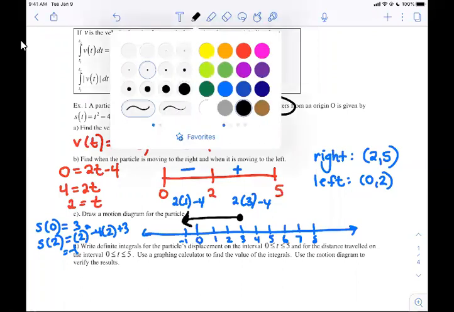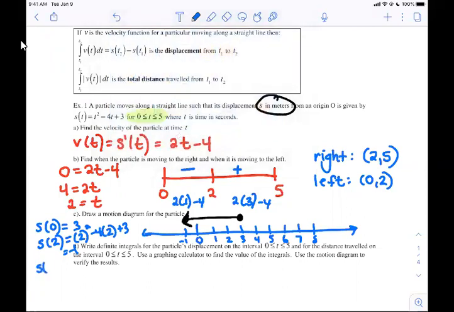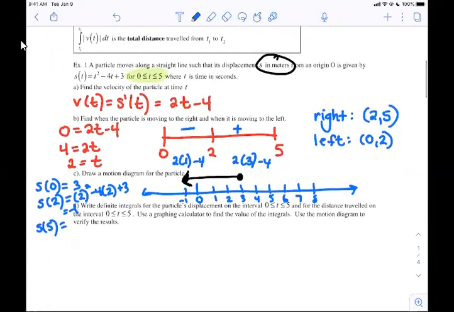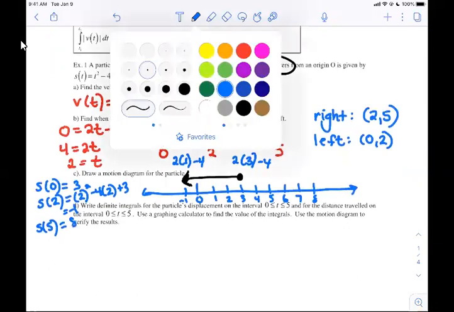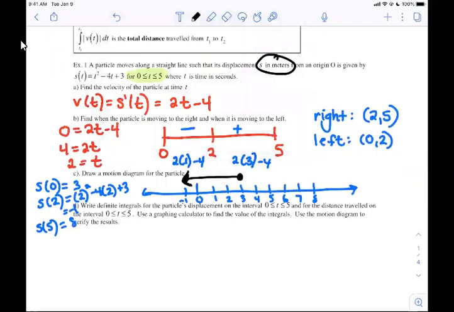Then we have S of 5. It's now moving to the right from time 2 seconds to 5 seconds. So let's find the position of the particle at 5 seconds. Plug that into S of t, do S of 5. What do you get for S of 5? 8. Okay, so now what this means is the particle was sitting at -1, or left 1 unit.